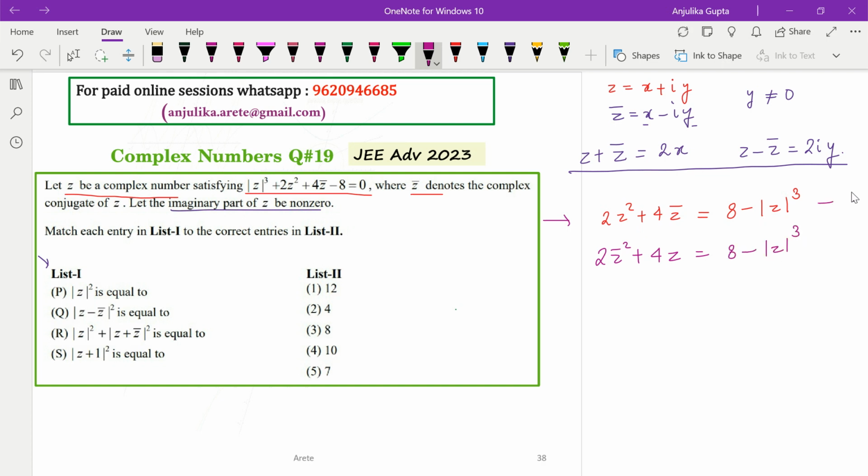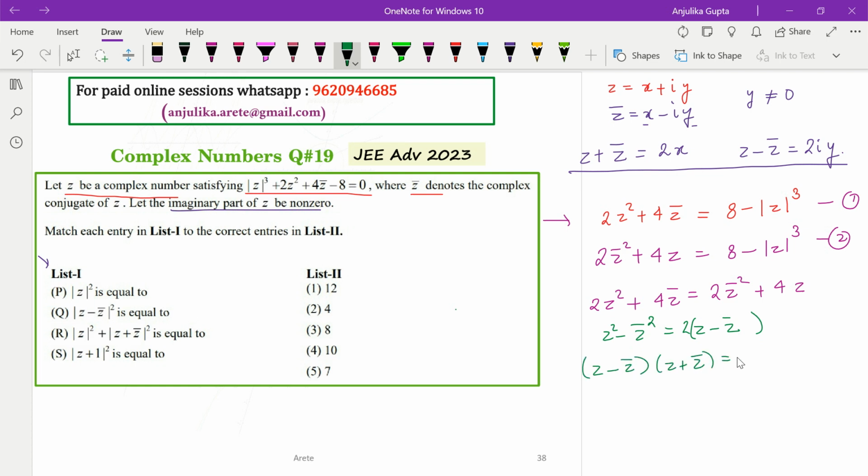Now I can equate equation number 1 and equation number 2 because the right hand sides are the same. So let's do that. Let's cancel the 2 and rearrange certain terms. You end up getting this is equal to 2 times z minus z bar. Again we can factorize a little bit more, and I end up getting z minus z bar times z plus z bar is equal to 2 times z minus z bar. Now I can cancel this part because z minus z bar is not 0, since it is given that y is not 0. So I end up getting that z plus z bar is 2.